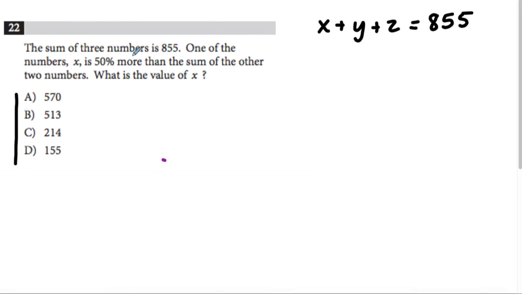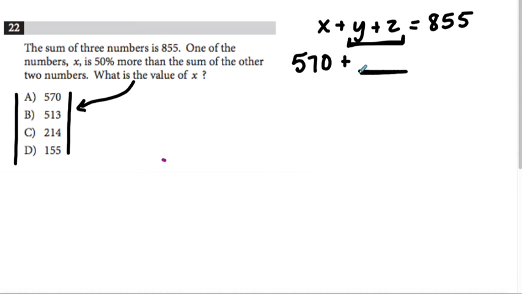Okay, so we know that one of the numbers, x, is 50% more, so it's bigger than the sum of the other two numbers. And it says, what is the value of x? So they're giving us four different values of x. All right, so if I let x be 570, example A, it needs to be 50% more than the sum of these two.